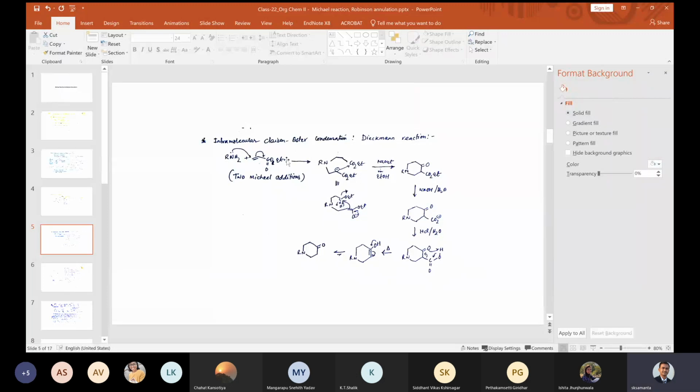Okay, I'll just give the reagents: first step NaOH in ethanol, second step NaOH in water, third step HCl in water, fourth step heat, or maybe third step HCl in water and heat. This is the sequence that you have to follow. Okay.